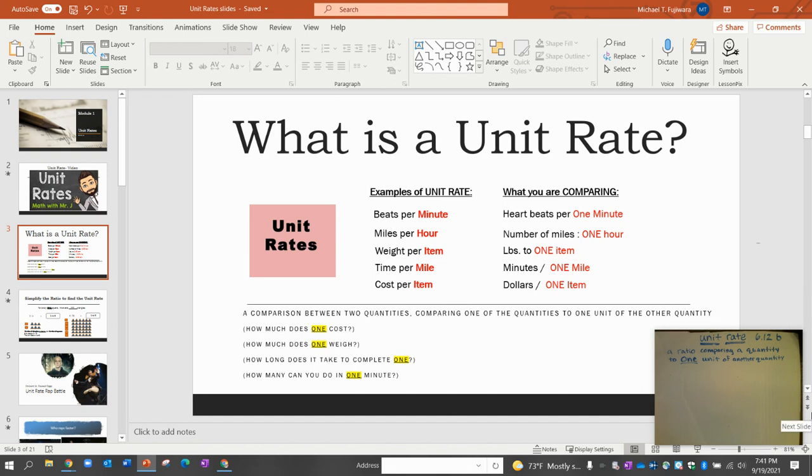All right, so just in an easy example here, let's say you are comparing pizzas to dollars. And let's say that you spent $27 and you bought 3 pizzas. So what are we comparing here? We're comparing two quantities. One quantity is 3 pizzas. The other quantity is $27. So we're comparing dollars and pizzas.